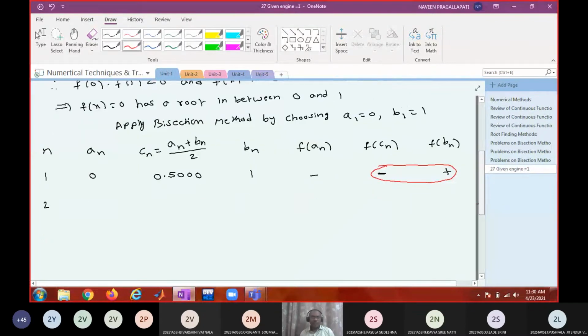So what is your new interval? c1, b1 means 0.5 and 1. Copy the signs, negative, positive. Find the midpoint. What is the midpoint? 0.75. Find the sign of f of c2.